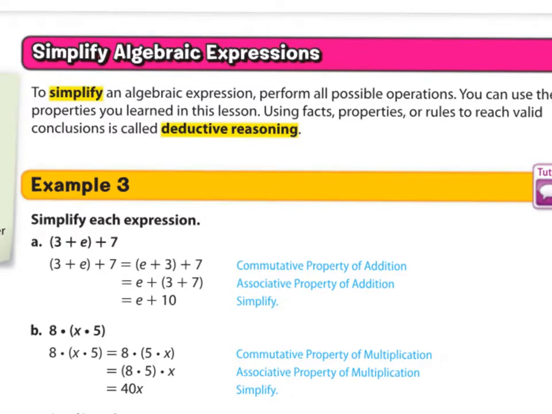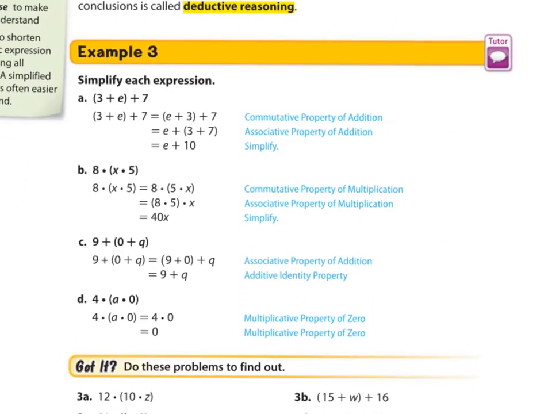Here's another pink section that we need to make note on. To simplify an algebraic expression, perform all possible operations. You can use the properties you learned in this lesson. Using facts, properties, or rules to reach valid conclusions is called deductive reasoning. So use all the rules that you know to reach a conclusion. That's deductive reasoning.